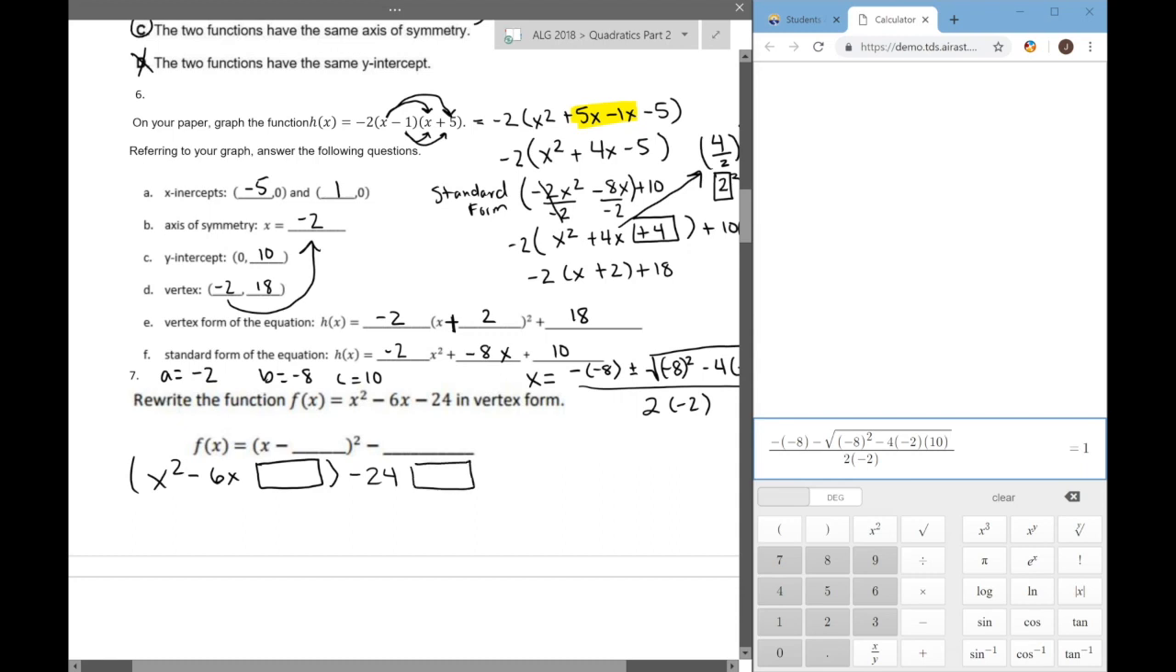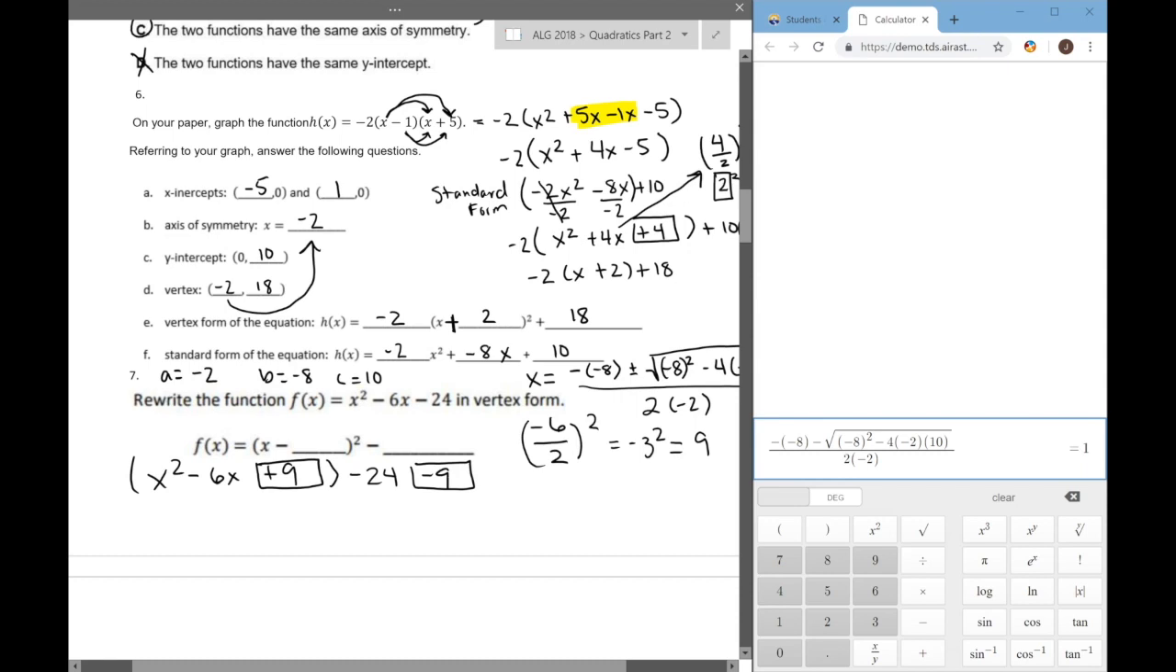Okay. Once again, how do I find that box number? I just take that negative 6, divide that by 2, and I square that number. Negative 6 divided by 2 is negative 3. Squaring that number is going to give you 9. So this is going to be plus 9. And remember, in the other box, you're going to do the opposite. So it's going to be a minus 9.